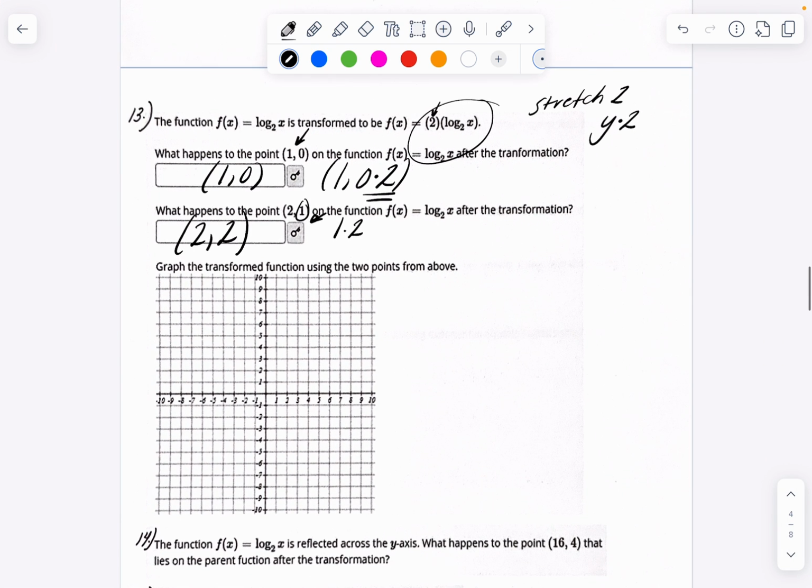And then you'd say all logarithms, unless they're shifted left and right, have vertical asymptotes at 0. So I'm going to draw in my vertical asymptote at 0. And then I would start with, okay, well, we have some points. Let's just use those points. Let's make our life easier. Over 1 up 0, over 2 up 2. And we know logarithms have this shape. It's a sideways exponential on its side.